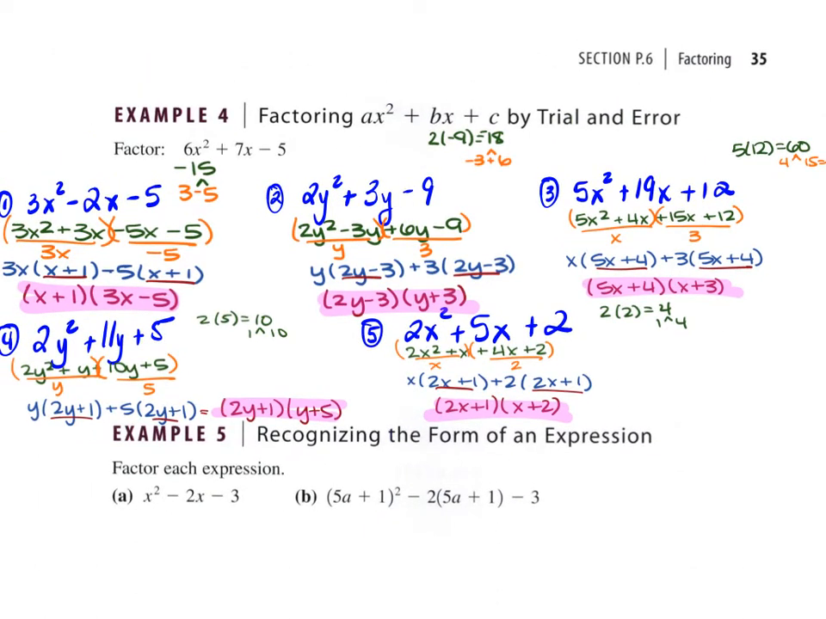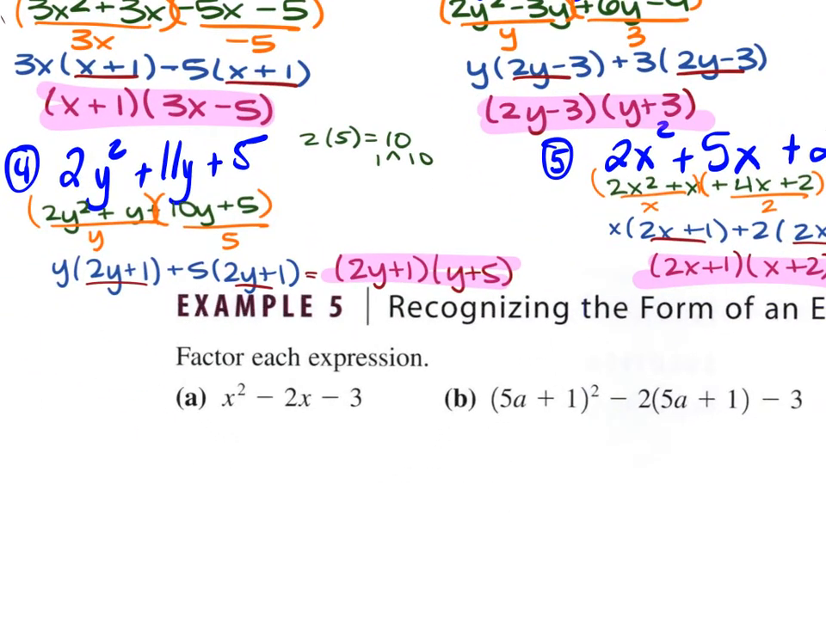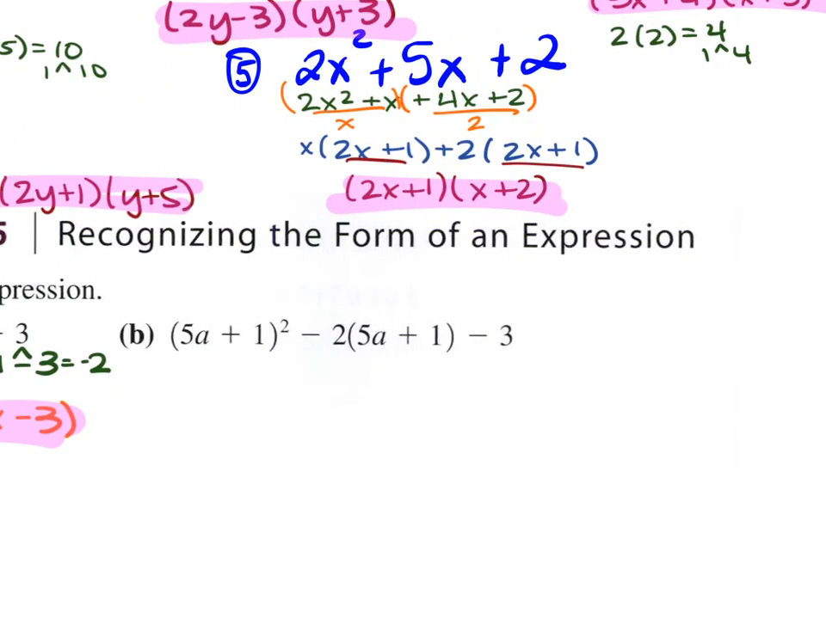If we look at example 5a, we have x squared minus 2x minus 3. Your factors of that negative 3 are 1 and 3. If the 3 is negative and the 1 is positive, that's going to give us our negative 2. So this factors out to be (x plus 1)(x minus 3). Example B is a little bit different. You have (5a plus 1) squared minus 2 times (5a plus 1) minus 3. This (5a plus 1) squared is the same thing as (5a plus 1) times (5a plus 1).